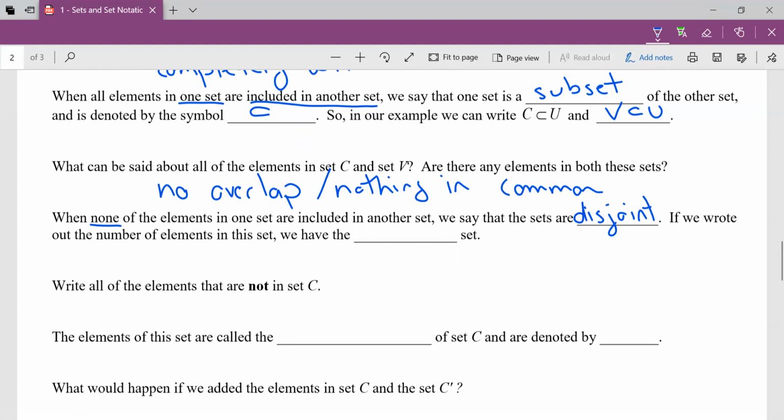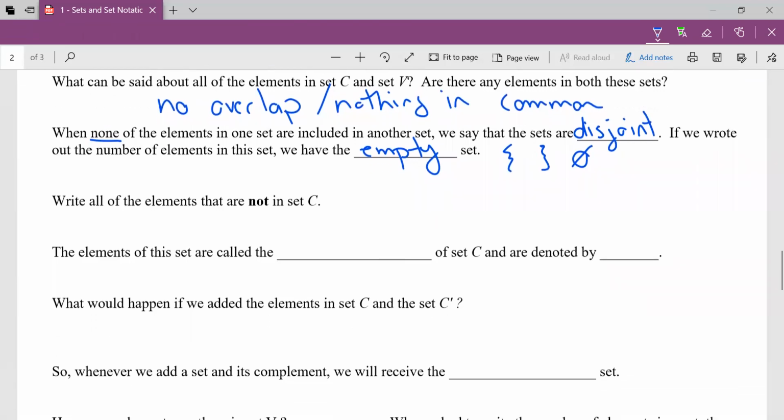If we wrote out the elements these sets have in common, we would have what's known as the empty set because they have nothing in common. The symbol that we use for the empty set in 30-2 is just this: a set with nothing in it. The other symbol that we like to use is a 0 with a cross through it. So two symbols that mean the same thing.